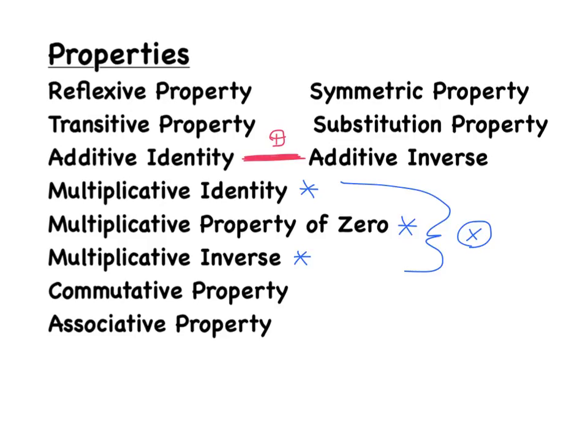The commutative and the associative property. These two properties are properties that you solely need to focus on. This is going to be what the Terra Nova and what other tests are going to be talking about, and you really need to focus on these properties. The reflexive, transitive, symmetric, and substitution property. These all focus on equality.